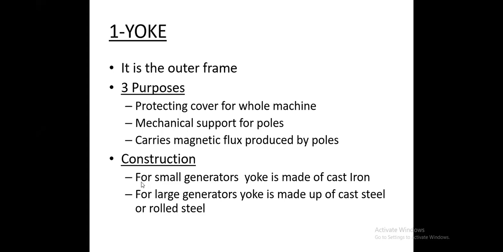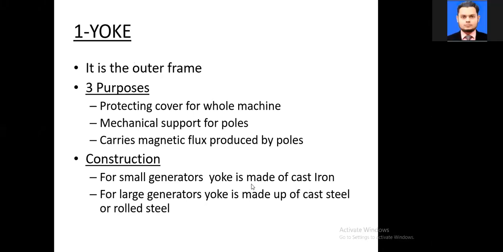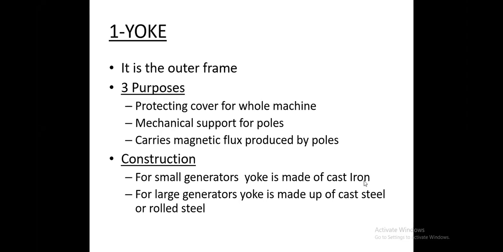Coming toward the construction, for small generators, the yoke is made of cast iron. Cast iron is a type of iron by which the yoke is made.